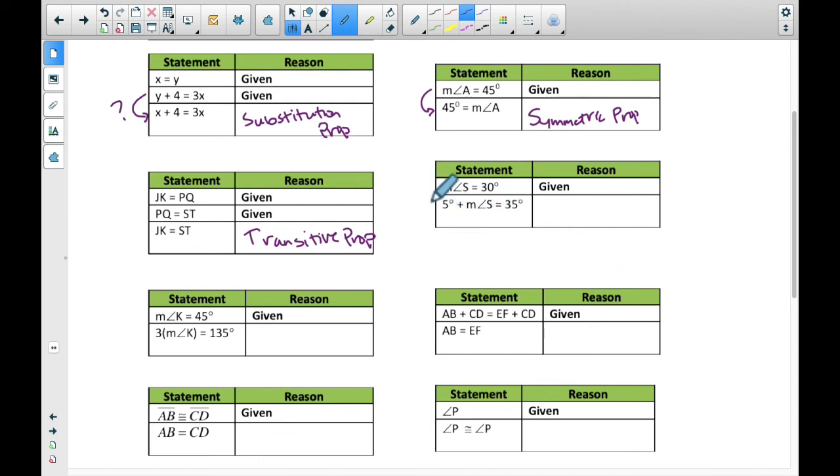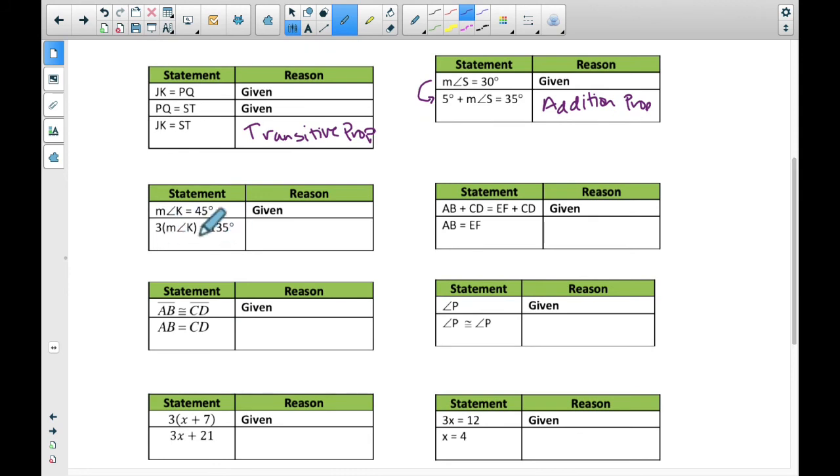All right, next problem. From here to here, what did they do? Well, they just added 5 to both sides. That's called the additive property, or the addition property. When you add something to both sides, that's just addition property. What happened here? We multiplied by 3. So that's the multiplication property. That one I'm going to go in and abbreviate because there's no other word that starts with mult.